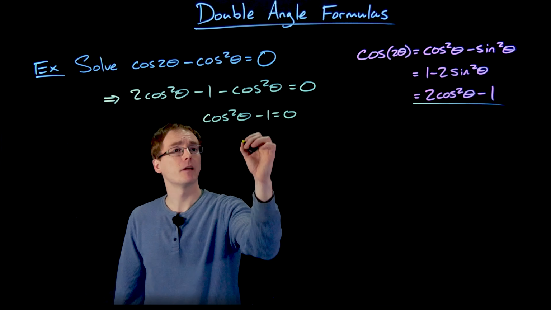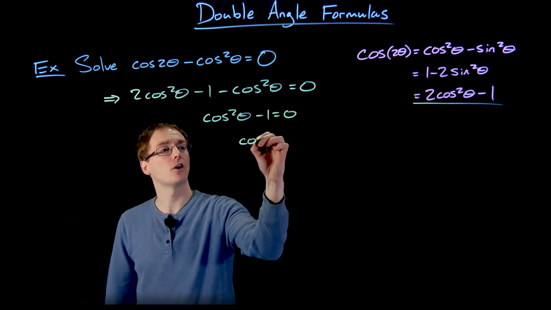And so from here, I think the easiest way to solve it is to get cosine squared by itself by adding 1 to each side, and then take the square root of each side. So taking the square root of the left-hand side gives us just cosine of theta, and the square root of the right-hand side gives us plus or minus 1. Remember, when we're introducing that square root when solving the equation, we have to introduce the plus or the minus.